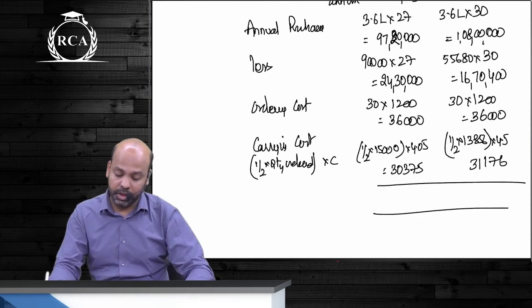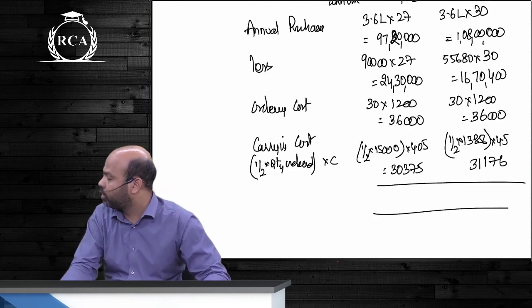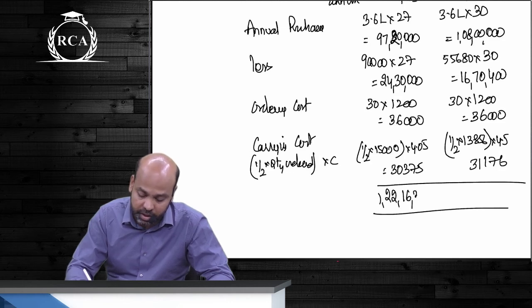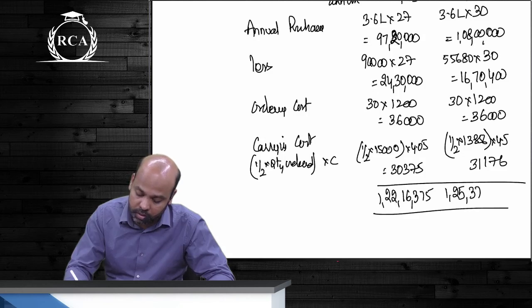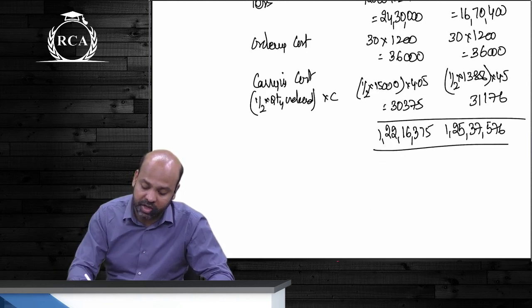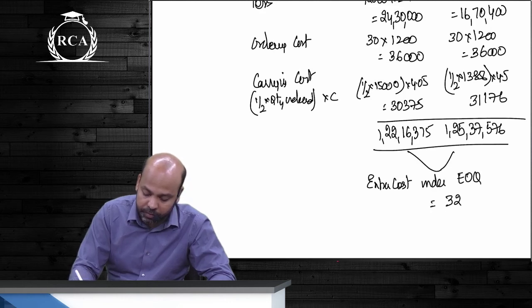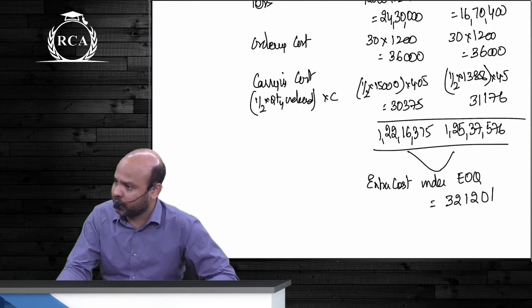97, 20, 24, 30. One person add the first column, one person add the next column. The first one is 1 crore 22 lakhs 1,300 and the next one is 1 crore 20. Here under EOQ an extra cost is coming. So what is the extra cost under EOQ? 3,21,000. That's the answer, guys. 3,21,201 rupees. Is it understood?